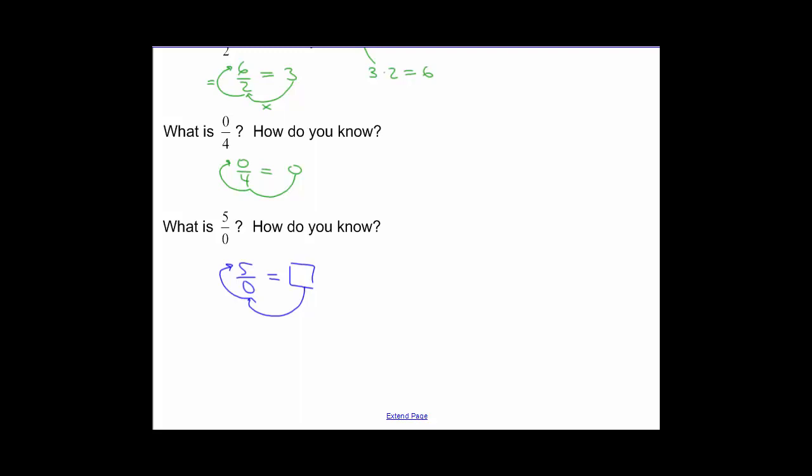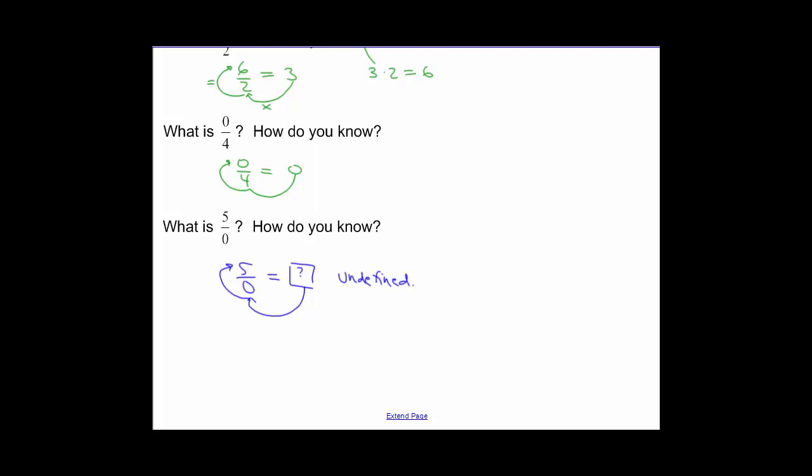So that doesn't work. In fact, if you stop and think about it, nothing is going to work, because no matter what I put in the box, when I multiply it by 0, it's not going to be 5, is it? Anything multiplied by 0 is going to make 0. So there is nothing I can put in this box, and that is why we call this an undefined number. That's why in math in general, or in algebra specifically, we say that you can't divide by 0. It just doesn't make any sense.